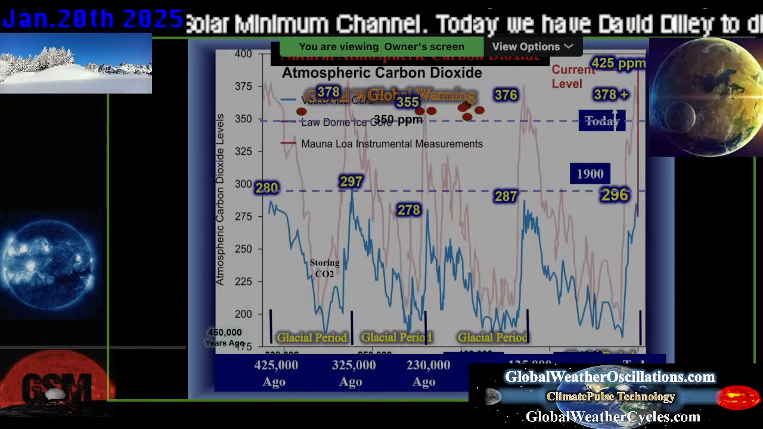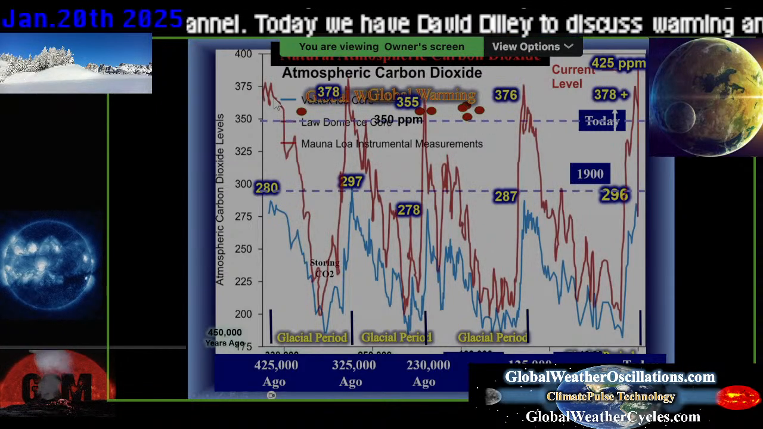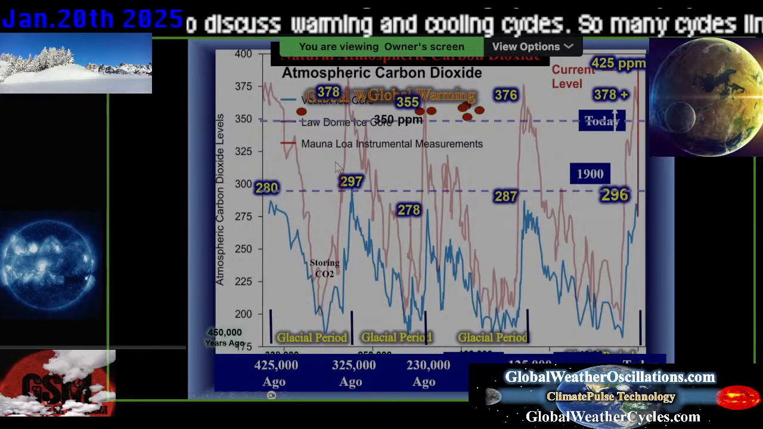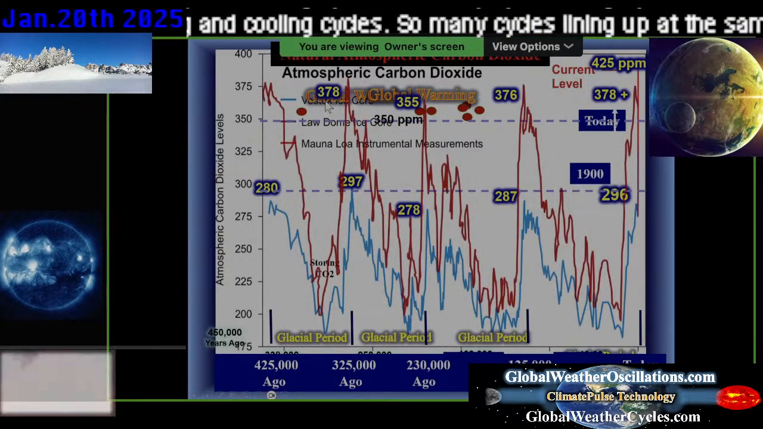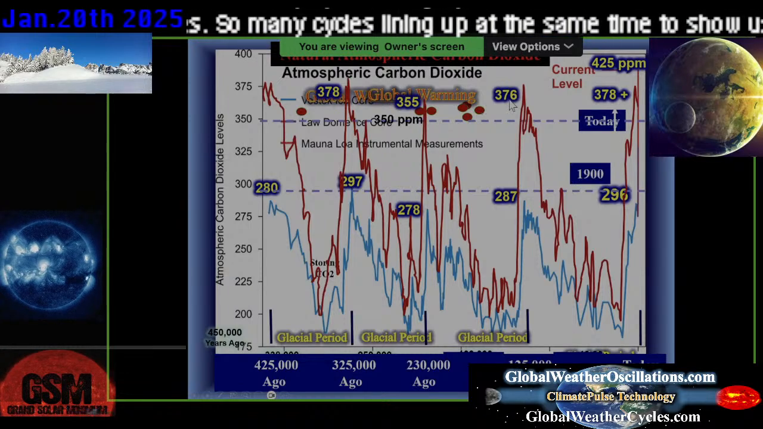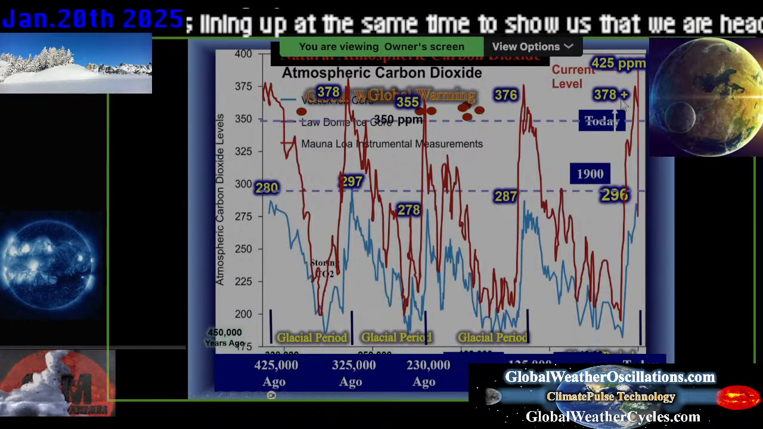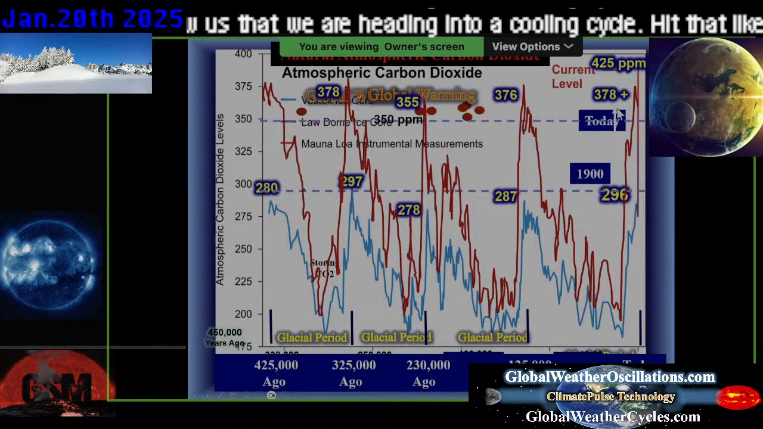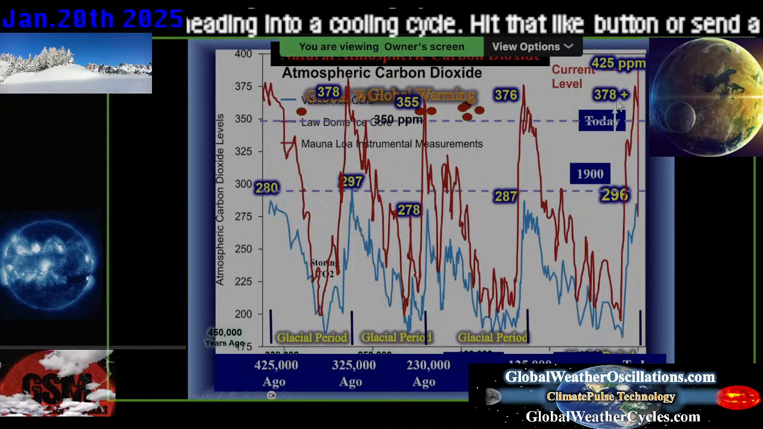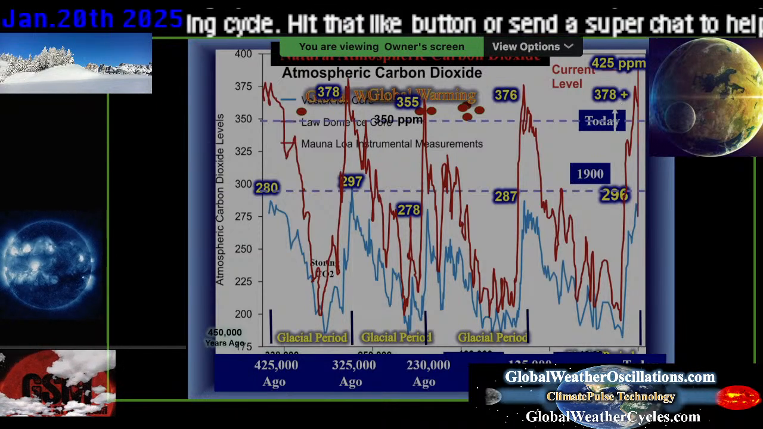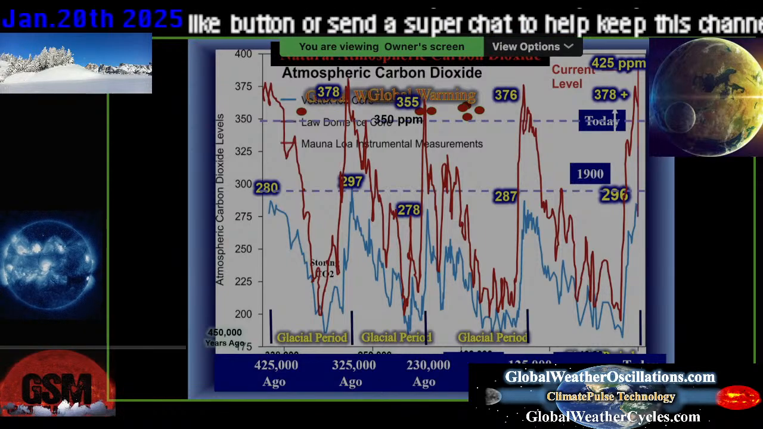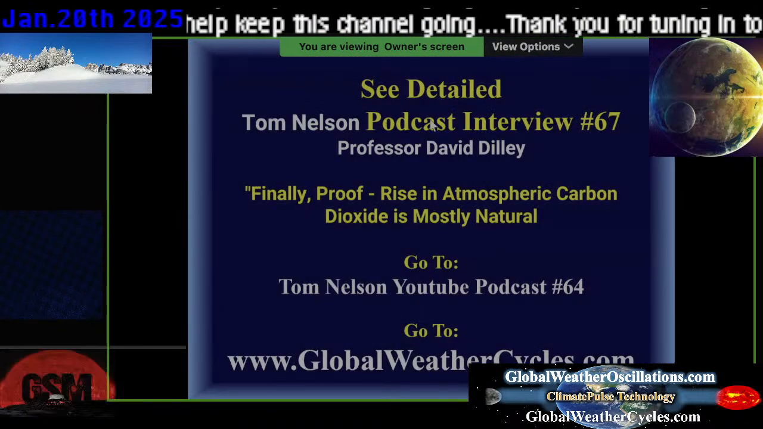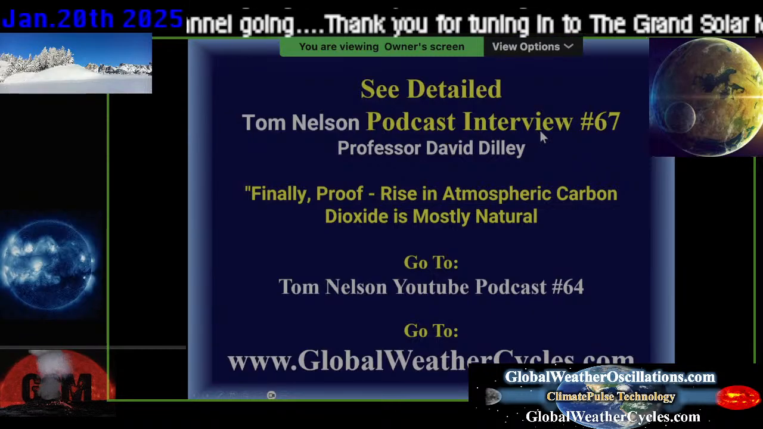So here's our correction. The red line is what the carbon dioxide should have been. And see, we're going to just raise that right up. And this is what it shows. It should have been 378, 355, 376. And right now, 378, we're at 425 is what they're recording in Hawaii. We're at 378, maybe 400 being natural. So they are way off on what they're telling us, way off. And this is all detailed in the Tom Nelson podcast interview number 67.